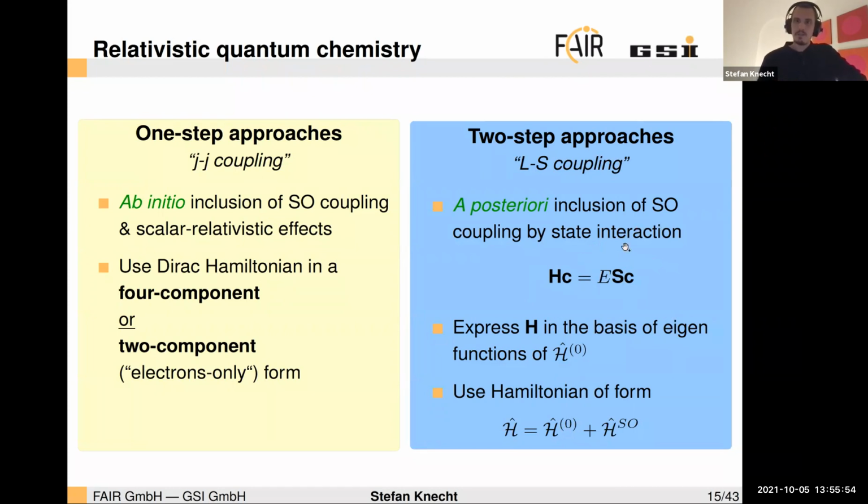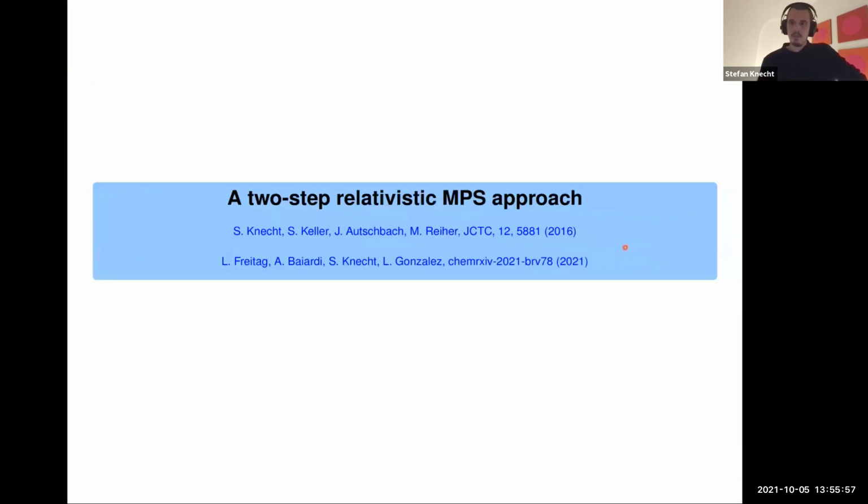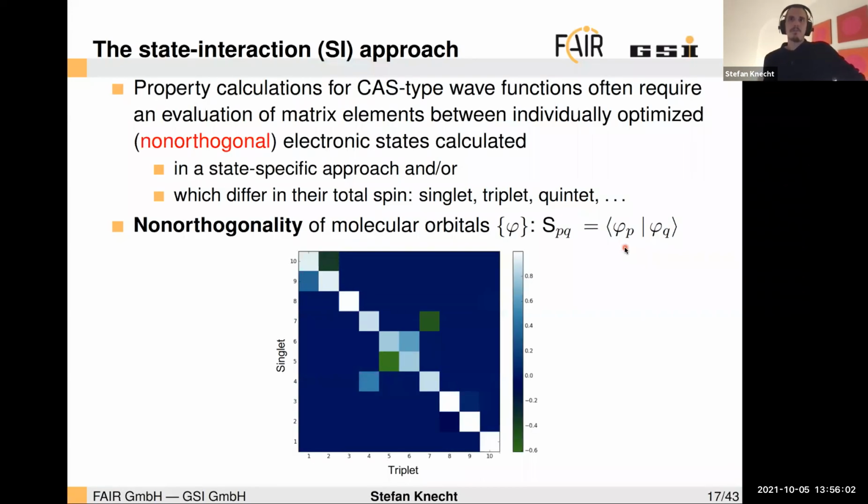And this so-called state interaction approach, I would like to show you a little bit what this is all about. So, for example, a typical use case would be that we calculate some CAS-type wave functions. So, for example, we optimize a set of electronic states which are, say, a singlet and a triplet manifold. And so that means typically if you do that, then the singlet and the triplet states, they will have molecular orbitals or a set of molecular orbitals which are actually non-orthogonal.